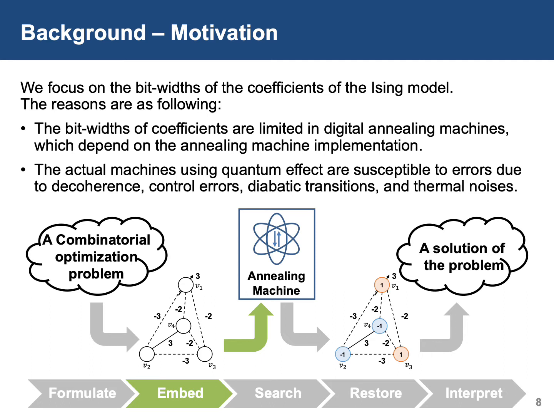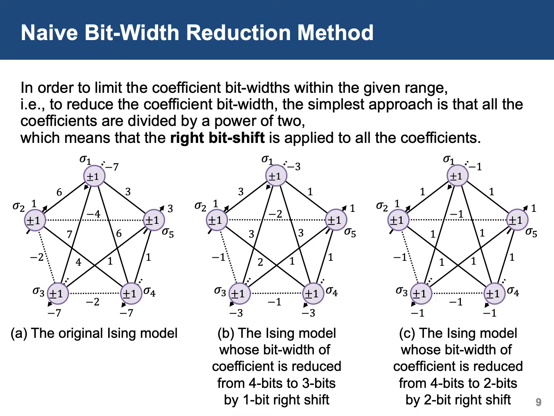To overcome these problems, we propose the bit width reduction method to convert the original Ising model to a transformed one equivalently. Before explaining our proposed method, I will explain a naive method. The easiest way to reduce the bit width is to shift all the coefficient bits to the right by several amounts.